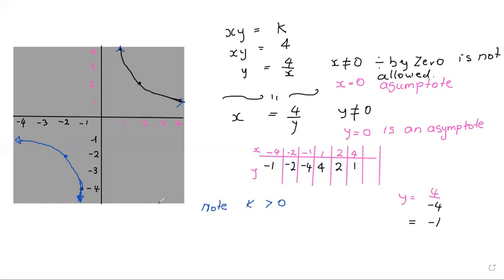Now let's look at what happens when k is negative. From here, we know that a negative multiplied by a negative will give you a positive. That is why you have here x is negative, y is negative, so that we get a positive constant there.